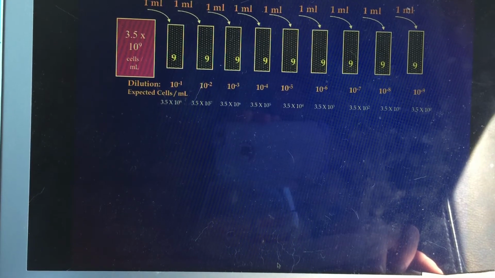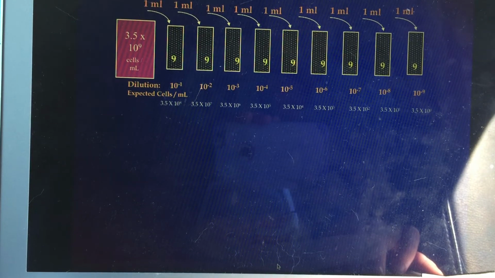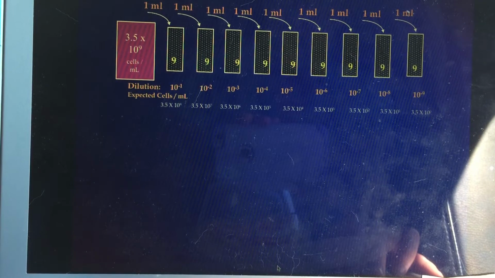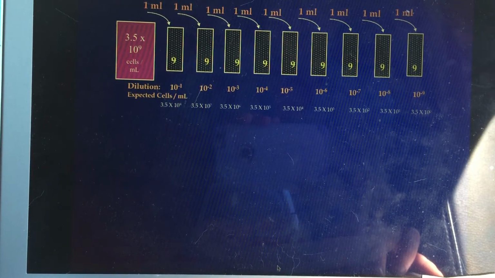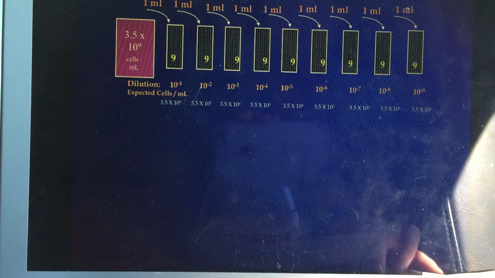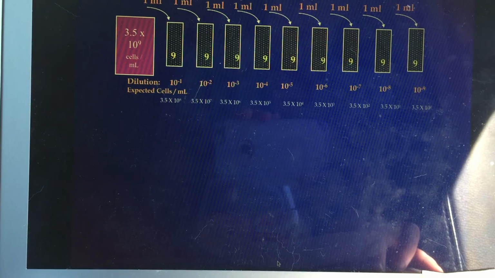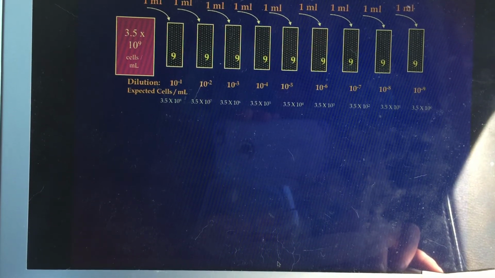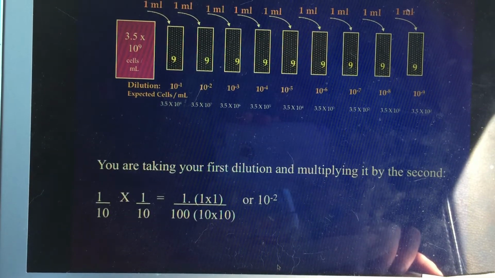You can see on the white line on there, the expected cell count. Our original cell count is 3.5 times 10 to the 9 cells in every 1 milliliter. In our first tube, we've diluted it 10 times, one tenfold dilution. So now our cell count is 3.5 times 10 to the 8. In our second tube, the cell count is 3.5 times 10 to the 7. We've reduced it by another tenfold dilution each tube as we go down the line.